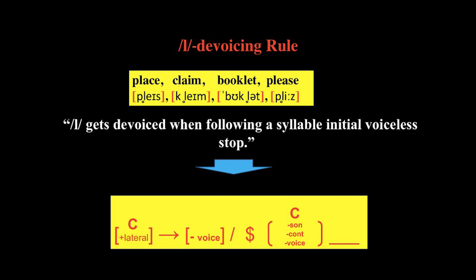So we repeat. We write C and we specify the feature for that consonant, which is exactly L. There are two ways. Either you write the L between slashes becomes minus voice, or you specify the features by using C plus lateral becomes minus voice, whenever it is syllable initial after a consonant that is a voiceless stop.